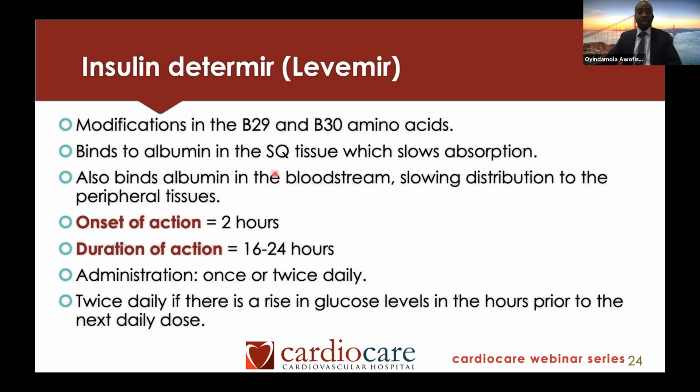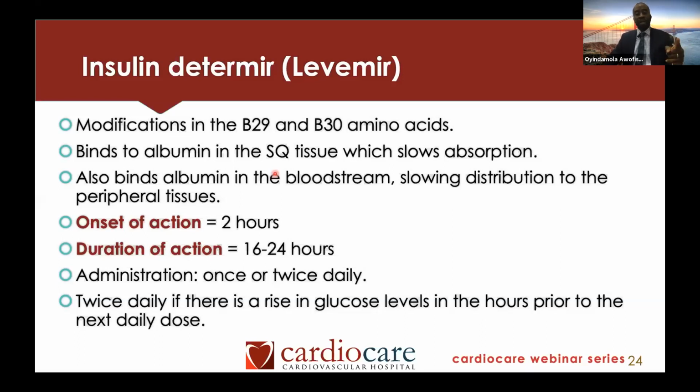One of the other available basal insulins is insulin detemir, that's Levemir. It also comes as a pre-filled pen like glargine in Nigeria. The modification is different, and the mechanism for the slow and steady absorption is also different. For detemir, it is because it binds to albumin in both the subcutaneous tissue and in the bloodstream, which gives a slow and steady distribution to the peripheral tissues. The onset of action is the same as glargine, but the duration of action is probably somewhat shorter. Most people administer it once daily.